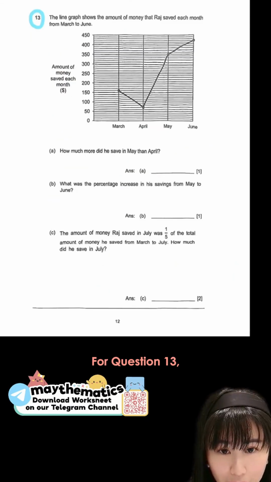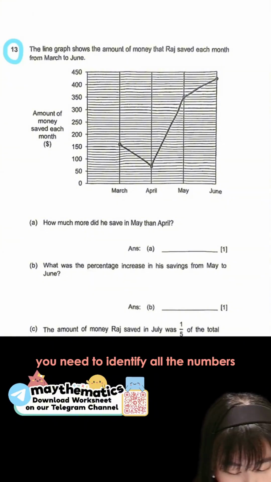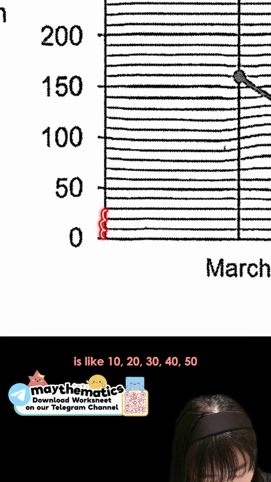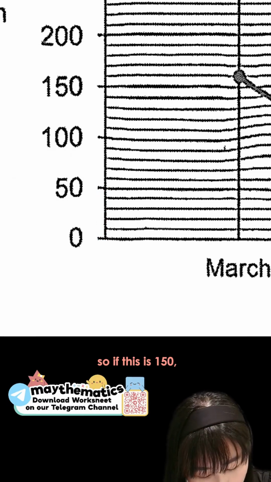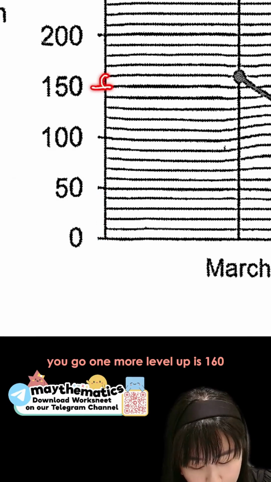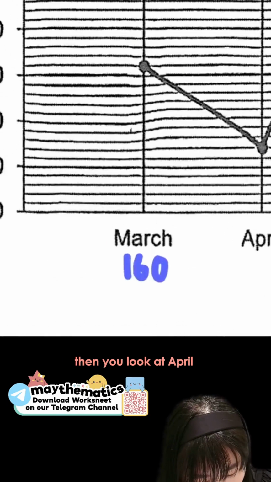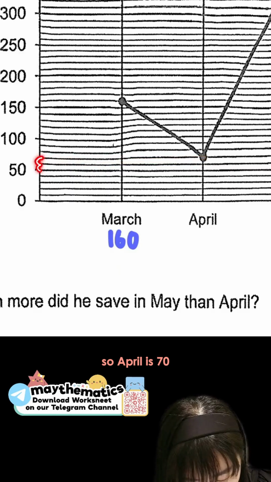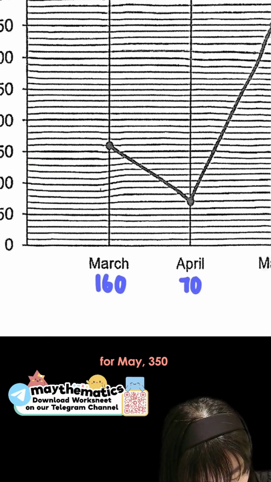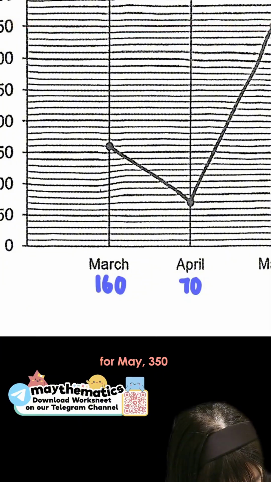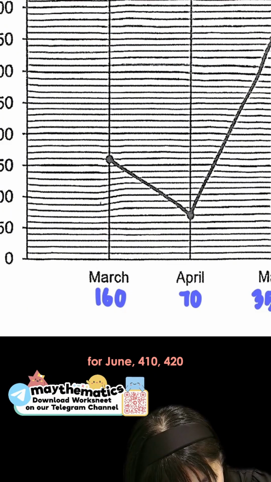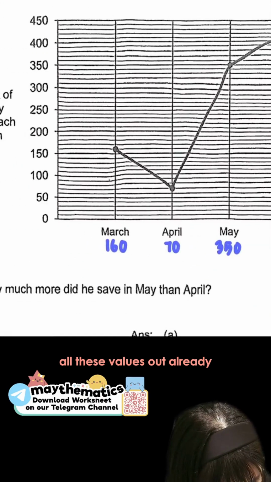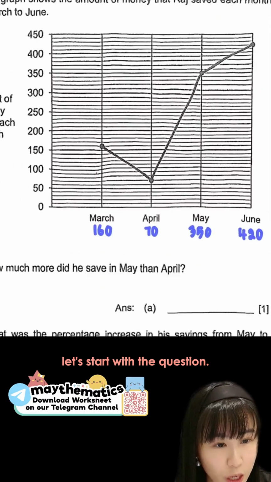For question 13, first of all, you need to identify all the numbers. So this one, if you see the interval, it's like 10, 20, 30, 40, 50, so it's by tens. So if this is 150, you go one more level up, it's 160. Then you look at April, it is 60, 70. So April is 70. For May, 350. For June, 410, 420. Okay, so once you get all these values, let's start with the question.